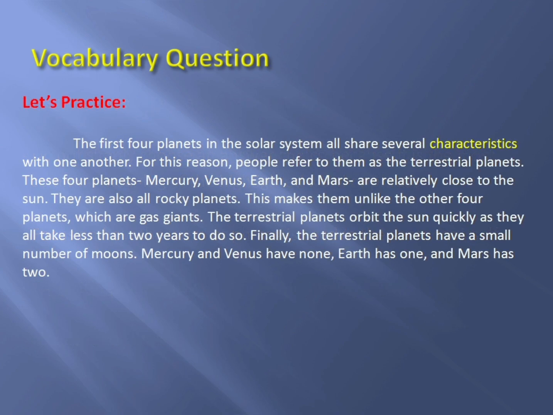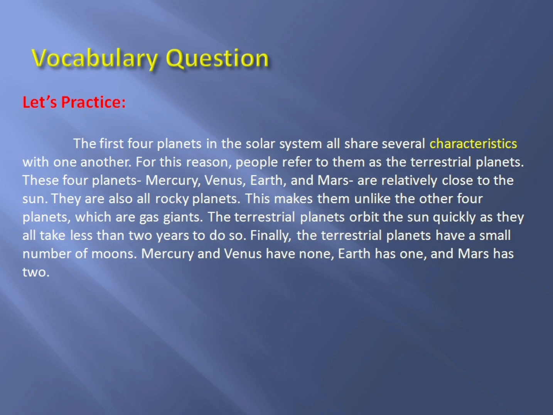Now, let us practice the tips I gave you in answering a vocabulary question. Here is a part of a reading passage. It says, the first 4 planets in the solar system all share several characteristics with one another. For this reason, people refer to them as the terrestrial planets. These 4 planets, Mercury, Venus, Earth, and Mars, are relatively close to the Sun. They are also all rocky planets. This makes them unlike the other 4 planets, which are gas giants.